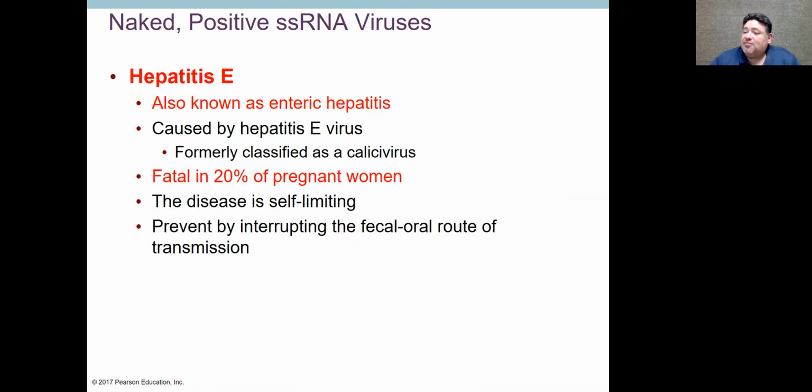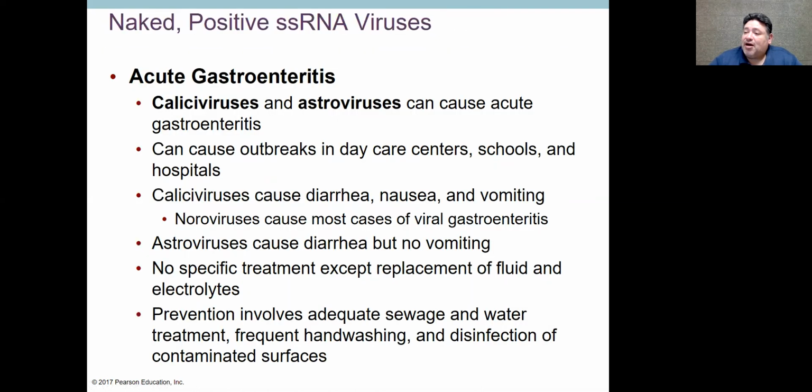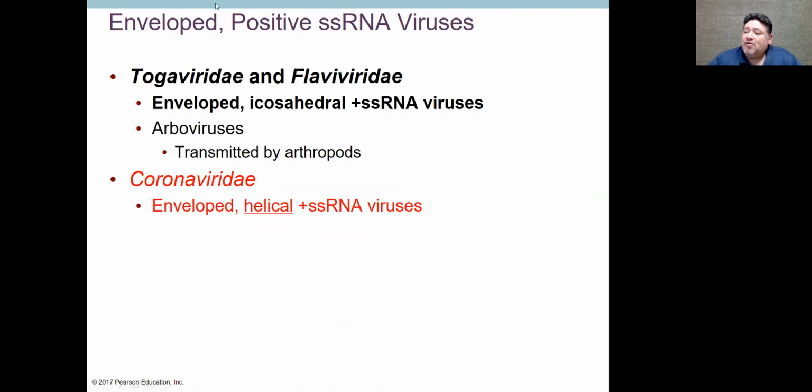So we just moved from the naked positive single-stranded RNA viruses, and now we're moving to the enveloped positive single-stranded RNA viruses. That makes sense. Envelope means that it has an envelope, and here's the envelope. It's got a toga. You remember what a toga is? A toga is what the Greeks wore. Every once in a while you hear of a toga party. You're wearing a little cover.